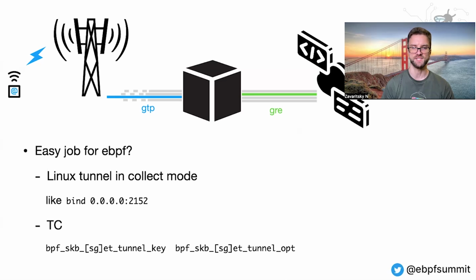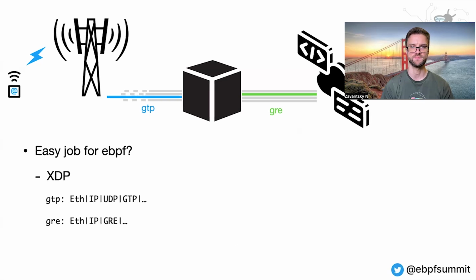It's reasonably fast. Better yet, it handles all complex corner cases, such as packet reassembly and fragmentation and sending ICMP fragmentation needed messages. Corner cases do happen, but for the majority of packets, conversion between GTP and GRE is as simple as changing a few headers in the packet buffer.